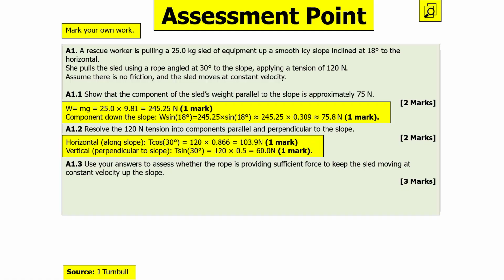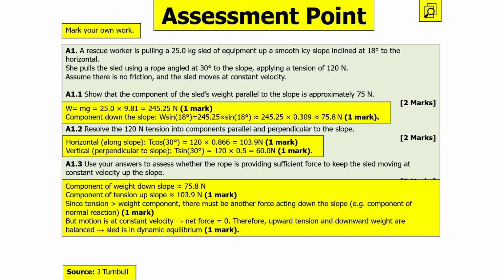Now to resolve the tension, we can work out the component along the slope, which is T cos theta. So it's T cos 30, 120 times 0.866, which is 103.9 newtons. Whilst perpendicular to the slope, it is T sine theta, so 120 times sine 30, which is 60 newtons. Now finally, the component of the weight down the slope from the first part is 75.8 newtons. The component of the tension up the slope, which you've just worked out, is 103.9 newtons.